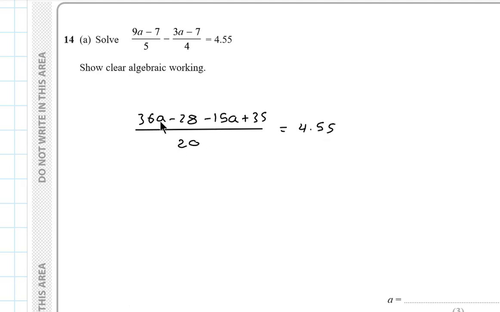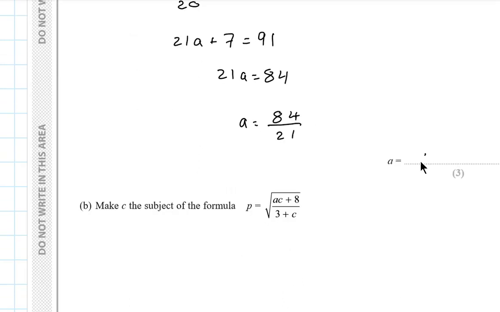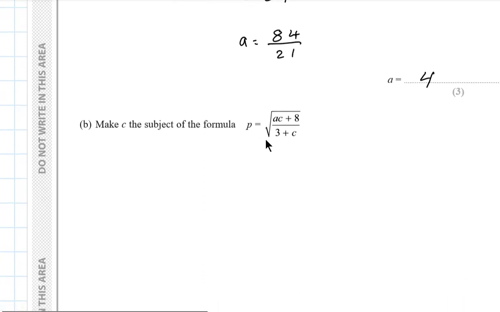Okay, then 36a minus 15a will be 21a. Negative 28 plus 35, which is plus 7, is equal to 4.55 times 20, which will be 91. Okay, so 21a equals 91 minus 7, which is 84. Okay, and finally a is 84 divided by 21, which is 4. Okay.